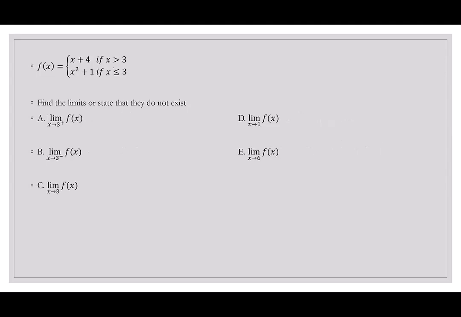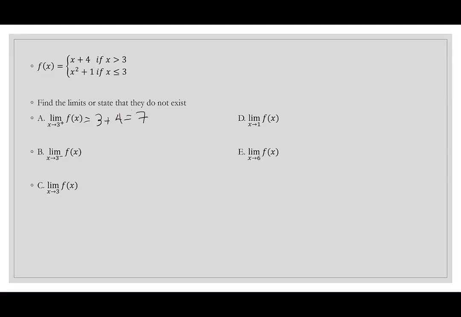So let's do another one. Here I have f of x is equal to x plus 4 if x is greater than 3, and it's x squared plus 1 if x is less than or equal to 3. And of course, the number I want to know about is 3. So I first have the limit as x goes to 3 from the positive side of f of x. So positive side means bigger than 3. Bigger than 3 says do x plus 4. So 3 plus 4 is 7.